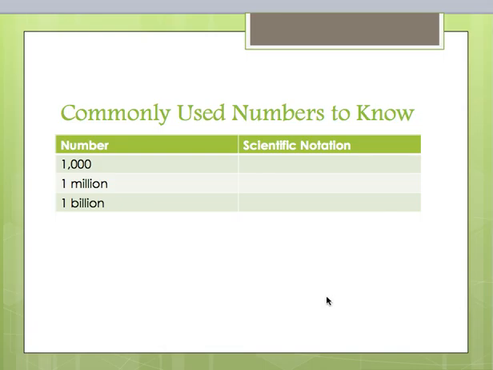Commonly used numbers. These are numbers that you should automatically think of: 1 million, 1 billion, and then of course 1,000. A billion is always going to be 10 to the 9th. A million is always going to be 10 to the 6th. You'll see these written a lot in word problems, so just be sure that you can easily manipulate them.